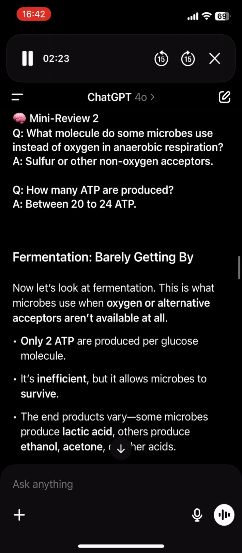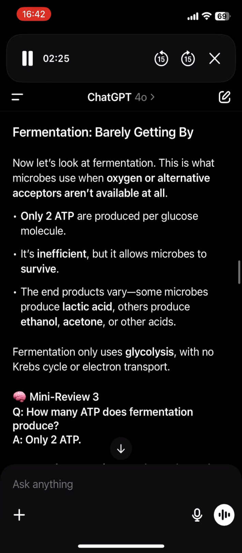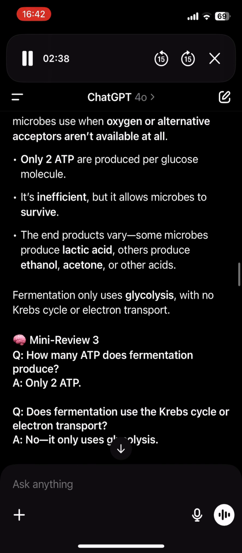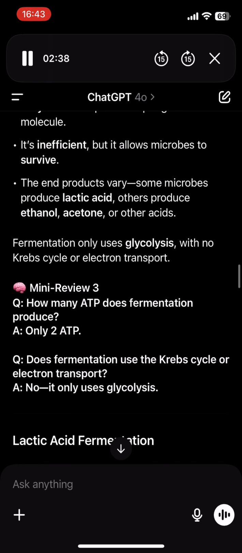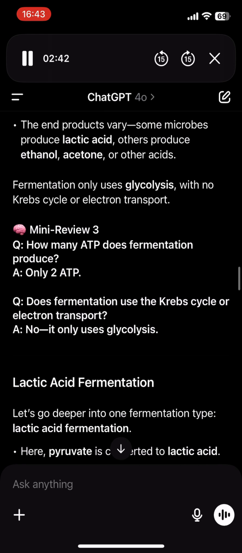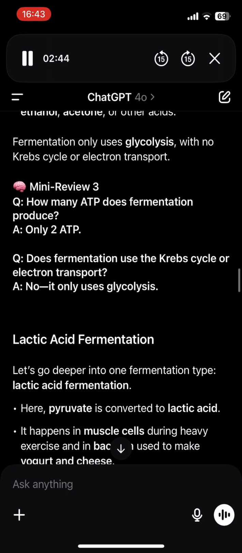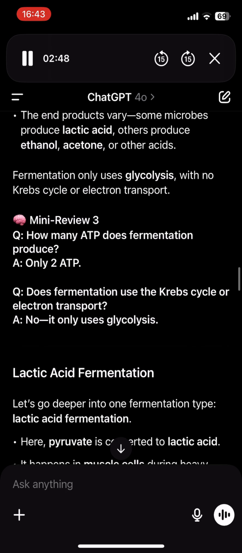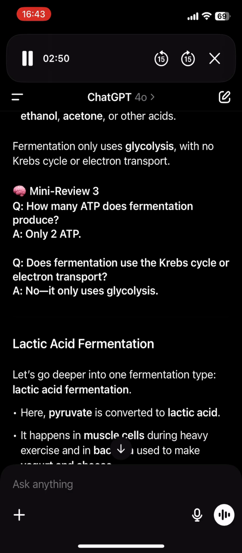Now fermentation. Barely getting by. Now let's look at fermentation. This is what microbes use when oxygen or alternative acceptors aren't available at all. Only 2 ATP are produced per glucose molecule. It's inefficient, but it allows microbes to survive. The end products vary. Some microbes produce lactic acid, others produce ethanol, acetone, or other acids. Fermentation only uses glycolysis, with no Krebs cycle or electron transport.